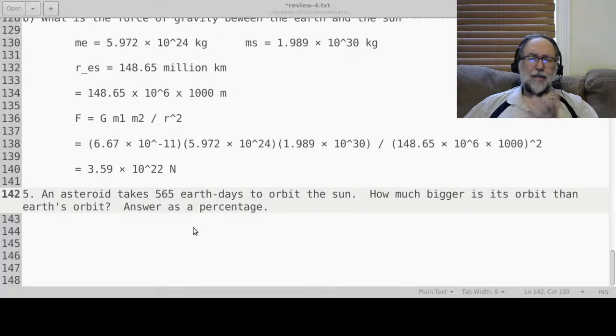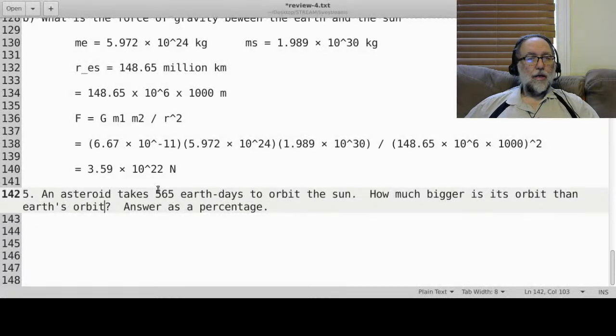Now you say, well, I'm going to need the Earth's orbit. Not really. You don't need the size of the Earth's orbit. All you need is how much bigger it is than the Earth's orbit. So we're going to say that the Earth's orbit is 1 unit. In fact, it's called 1 astronomical unit. But you don't even have to worry about it, because all you're going to compare is how much bigger this orbit is. So let me write down Kepler's third law.